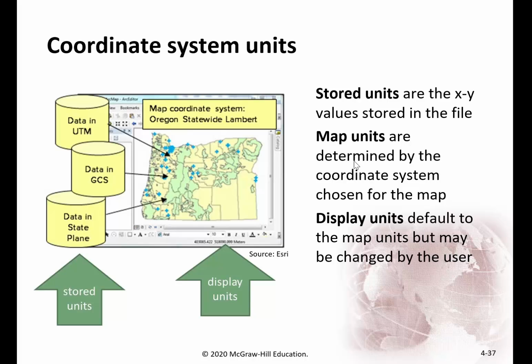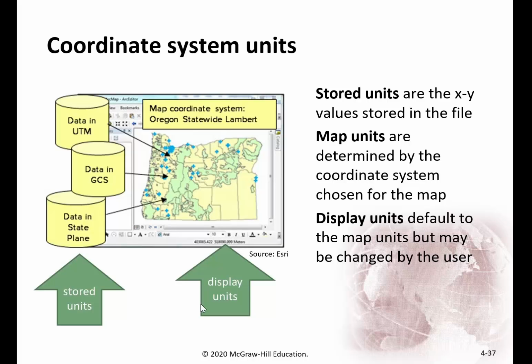The map units are going to be determined by the coordinate system that is chosen for the map. Again, you can automatically or manually set this. It does automatically set to whatever your first data set is that is being entered into the map. So if you have a blank map and you start with a UTM data set, then everything after that is going to project on the fly to a UTM data set. And that will change, again, the display units, which will default to the map units, which, again, we could change back and forth depending on what we needed.